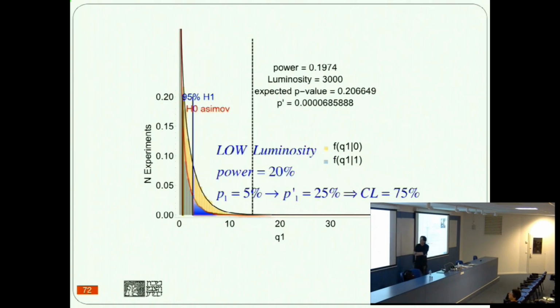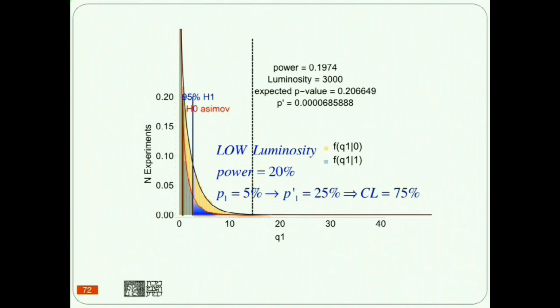Now let's go to low luminosity. I go to low luminosity, something crazy happens. Suddenly, they are very close to each other. I cannot really separate between the signal plus background hypothesis and the background only hypothesis, right? This is the signal plus background, and this is background only, and I cannot really separate. So it doesn't even look like it. It looks like a modified chi-square, something like this.